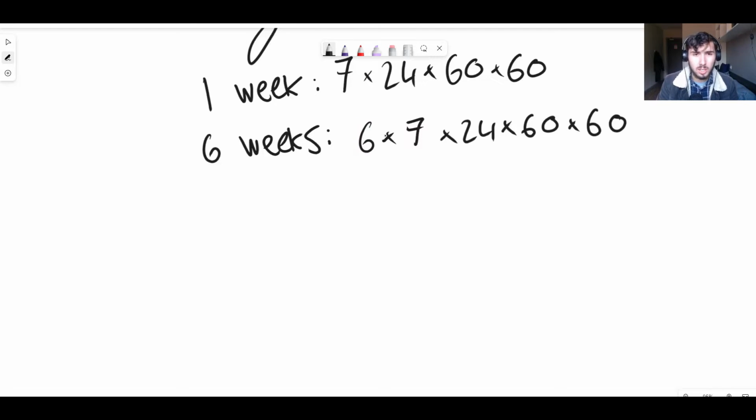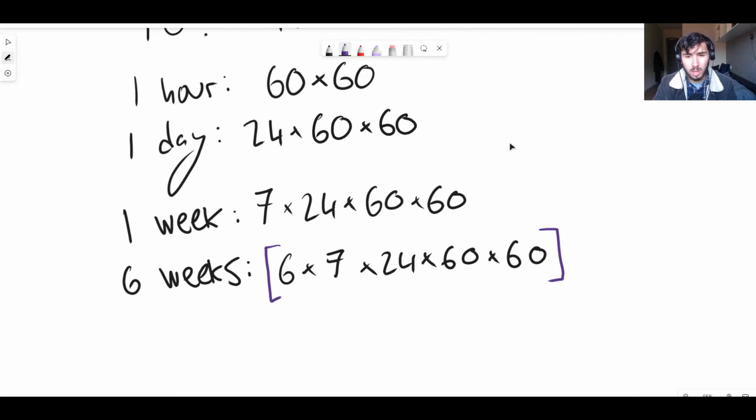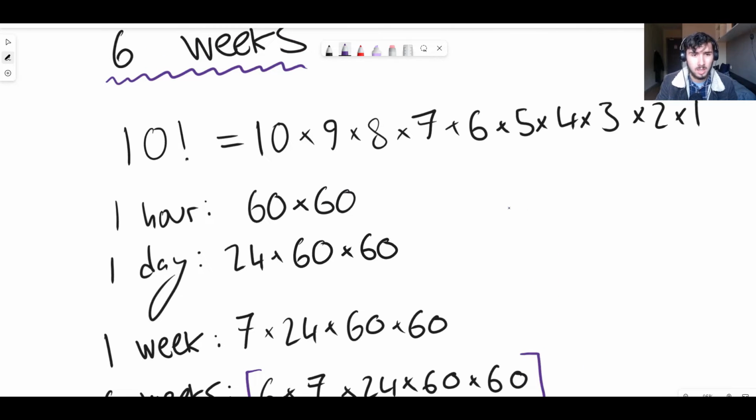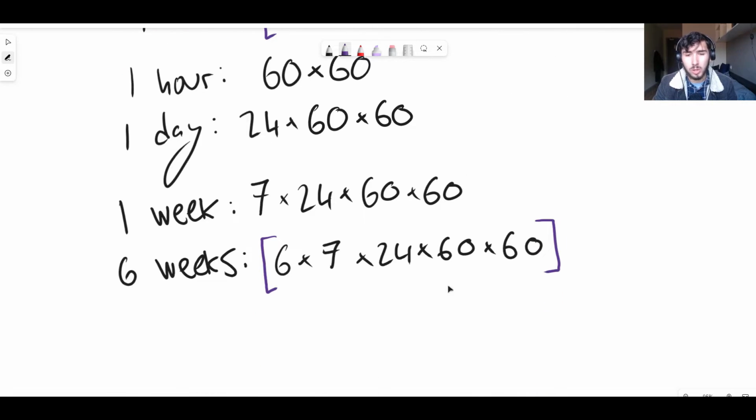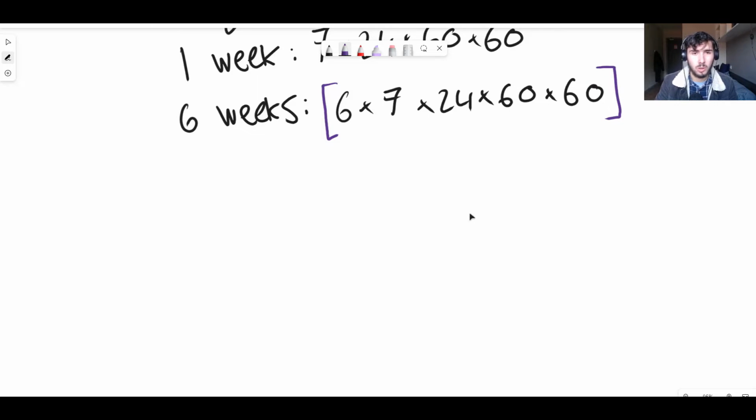Now, if we can show that this number here is the same thing as 10 factorial, then we're done and we're finished. So we just need to show that that number there in the purple brackets is the same number as this one here. And if we can do that, we've shown it already and we're good. So how do we do that? You could just put it into a calculator and it would give you the same number. Yes, you can do that.